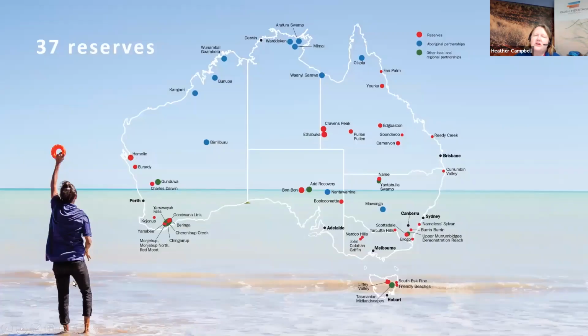So for us at Bush Heritage, this means working across the 37 reserves. So hopefully now, if technology's behaved, you will see the map of Australia with lots of dots. So the red dots are those reserves in which we operate and manage. And I know many of you on the call know those reserves really well and have some that you're really passionate about and that you love going to visit.